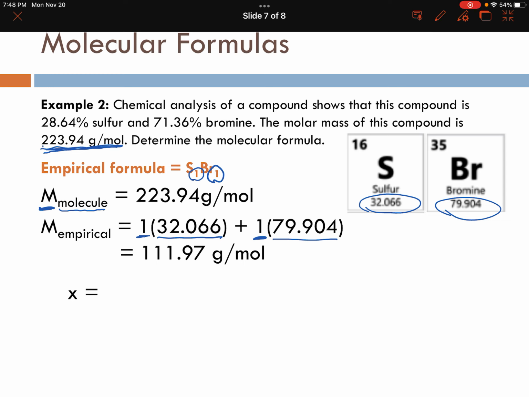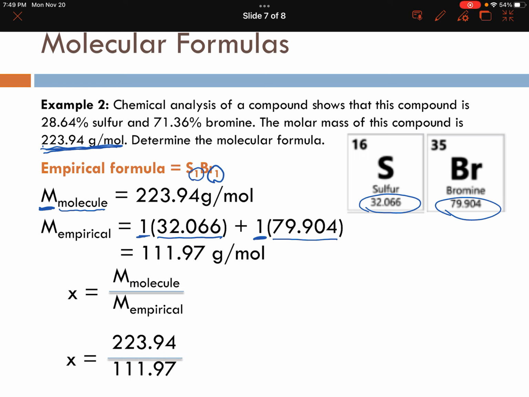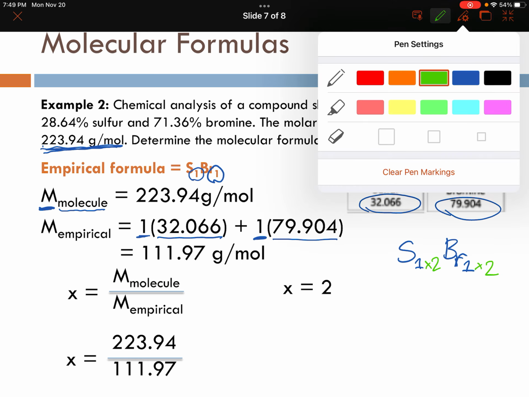Then I have to find that X value, which is the ratio that I'm going to multiply my subscripts by in order to scale up my empirical formula to the molecular formula. And that ratio is just the molar mass of your whole molecule divided by the molar mass of your empirical formula. In our case, that's 223.94 divided by 111.97, which is just 2. So that means my scaling factor is 2. I'm going to take those subscripts, S1, Br1, and I'm going to multiply both of them by 2. And so I get S2Br2.